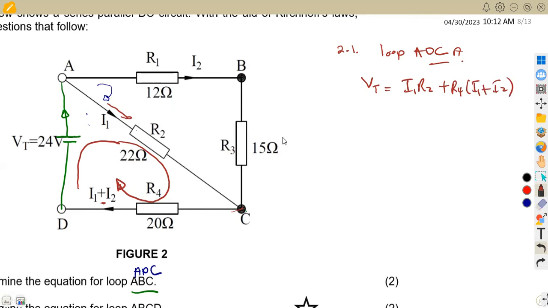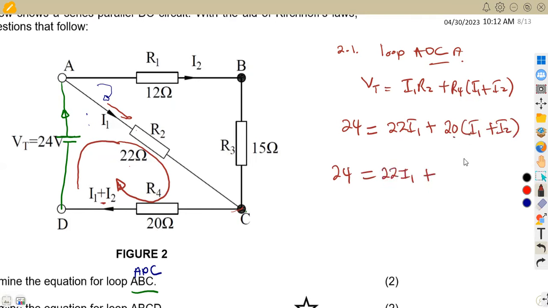All right. So our VT is equal to I1 R2, where R2 is 22, so 22 times I1, plus R4, and we have the value for R4, which is 20. So it's going to be 20 times I1 plus I2. All right, so we are going to formulate an equation from this by expanding the brackets and collecting like terms. We're going to have 22 I1 plus 20 times I1, which is 20 I1, plus 20 times I2, which is 20 I2.